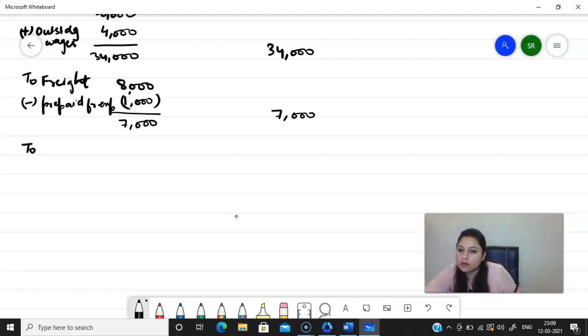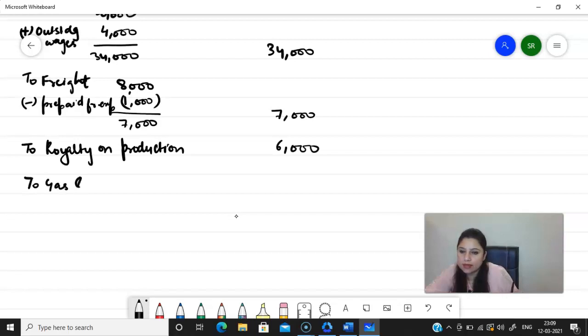So to royalty on production, which is 6,000. Again, to gas and fuel expenses amounting to 2,000.